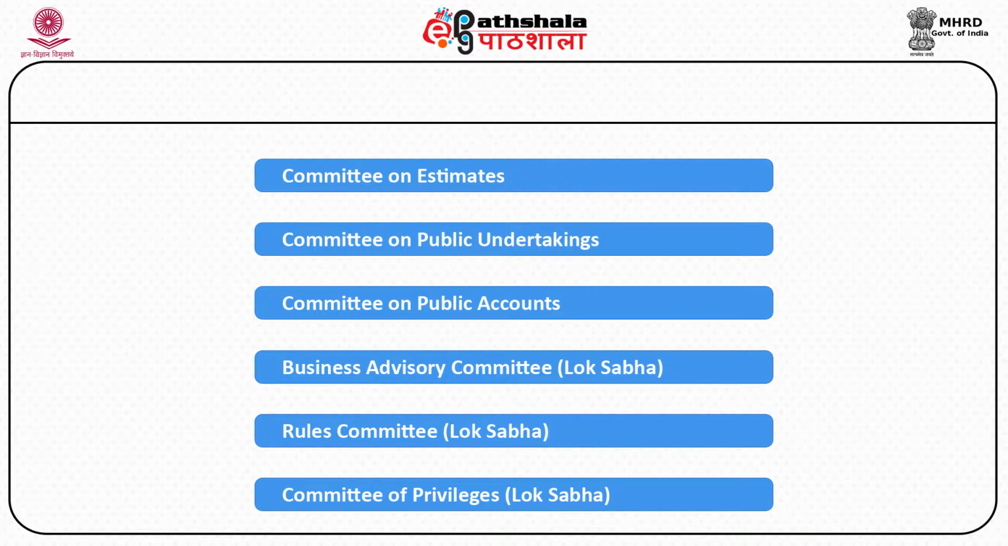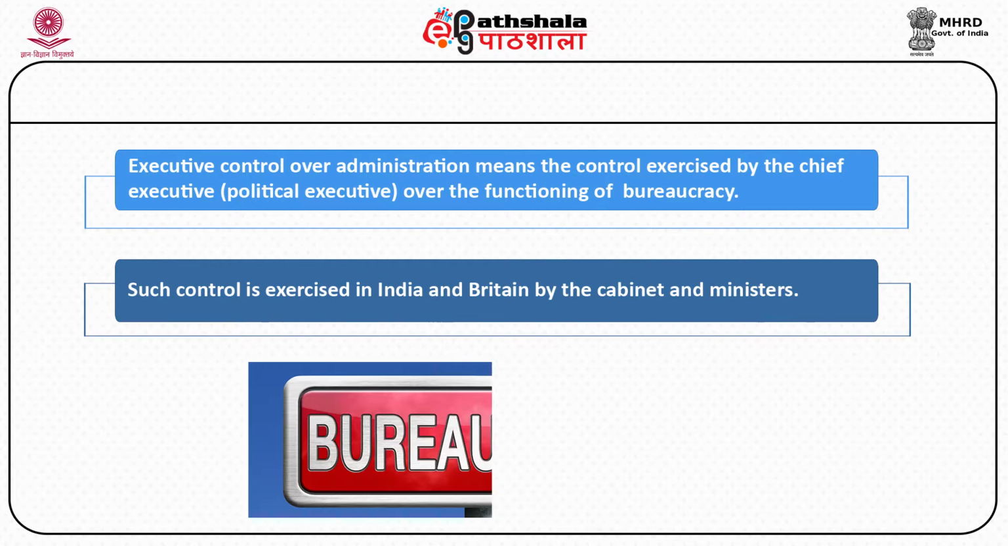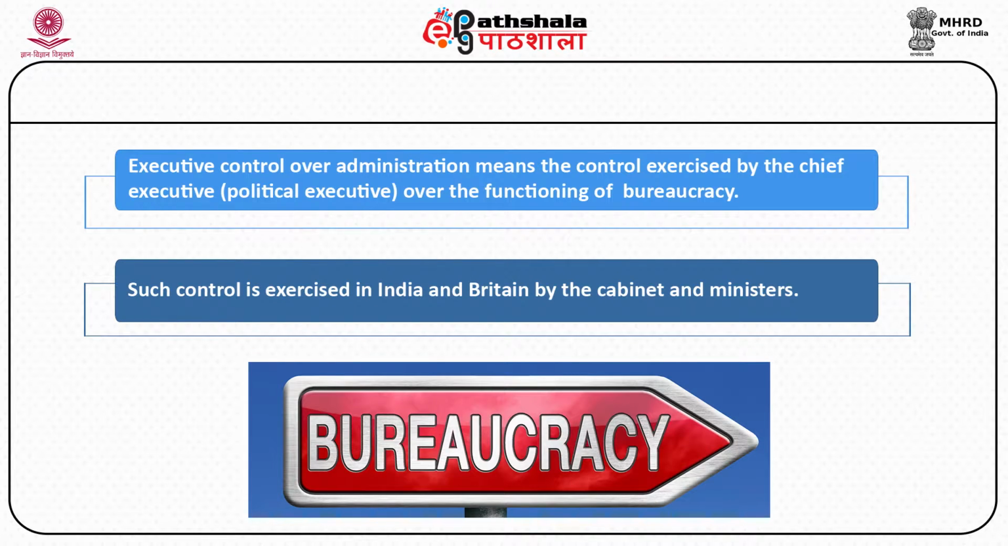The committee on estimates, the committee on public accounts and the committee on public undertakings play an important role in exercising a check over governmental expenditure and policy formulation. The second mode of control over administration is exercised through the executive. Executive control is exercised by the political executive, that is the cabinet and the ministers, over the bureaucrats.